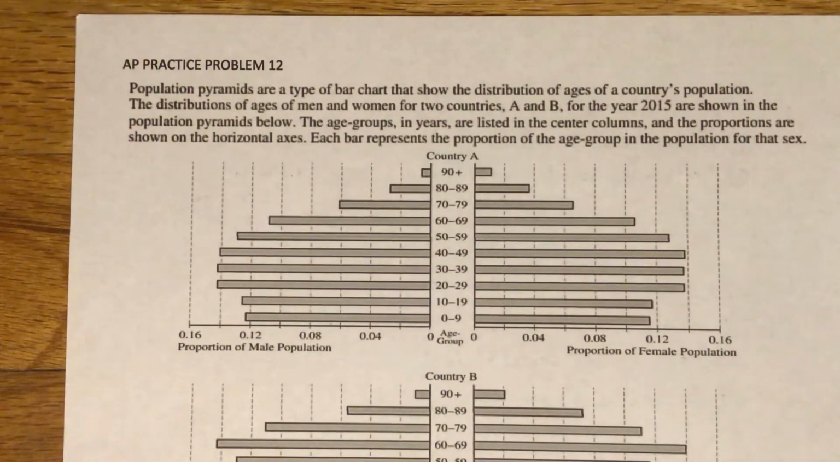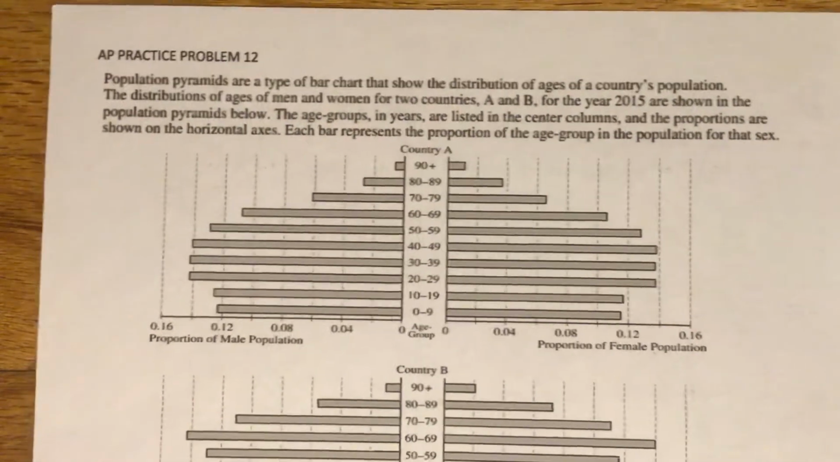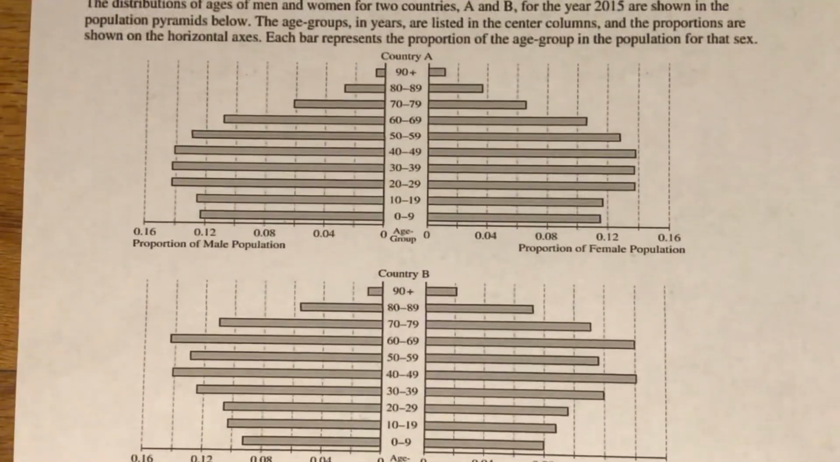In this video, we're going to look at AP Practice Problem 12. So we'll look at what the answers are and how they score it. And to remind you of the context of the problem, there are basically two population pyramids for two different countries.